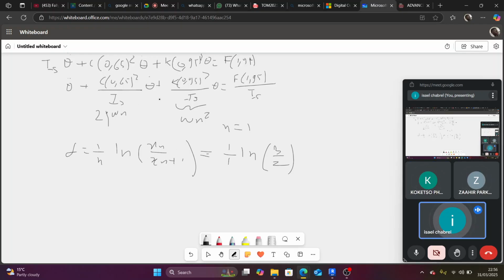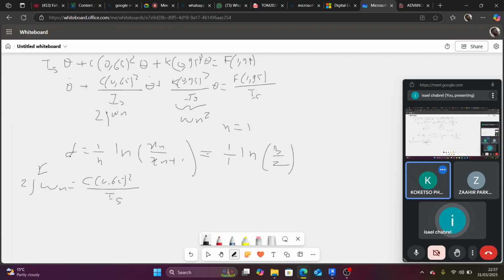Now, the question was to solve, I think, for C or K. It's easy to solve for C. You know that 2 zeta Wn will be equal to C over 2m. Do you agree? You will make C the subject of the formula. The only unknown that you have here is the damping factor, zeta. How do you get zeta? There's a relation between logarithmic decrement and zeta.